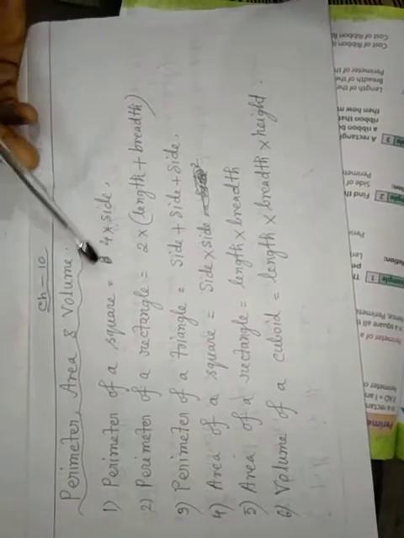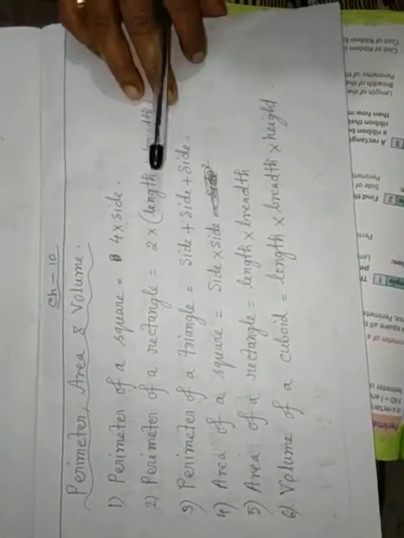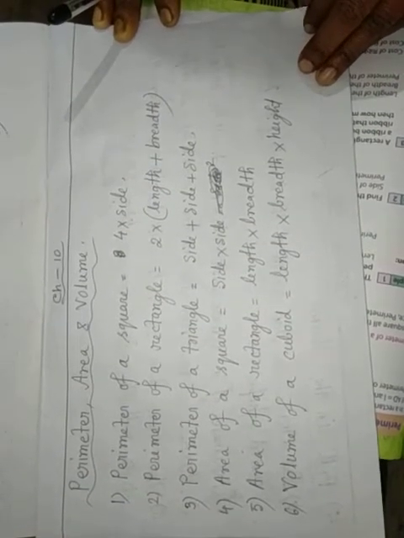Perimeter of a square, 4 into side. Perimeter of a rectangle, 2 into length plus breadth. Perimeter of a triangle, side plus side plus side. Area of a square, side into side. Area of a rectangle, length into breadth. Volume of a cuboid, length into breadth into height.